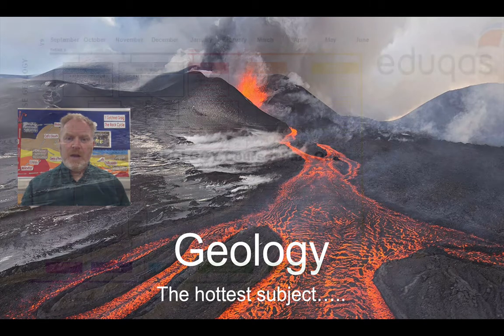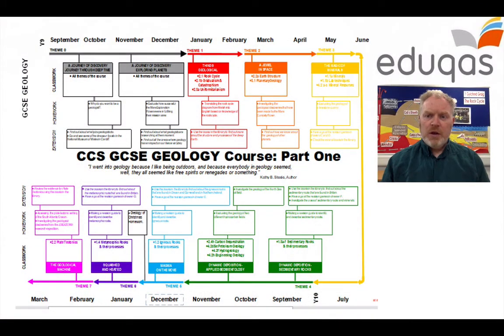If I explain a little bit about how the course works, we follow the EDUQAS GCSE Geology syllabus, and I've divided the course up into two parts. And within those two parts, there are 15 different, I call them themes. Each of them deals with a different topic of the course. This is what I call the course map for the first part of the course. This details what we do and roughly when we should be getting to the different points of the course.